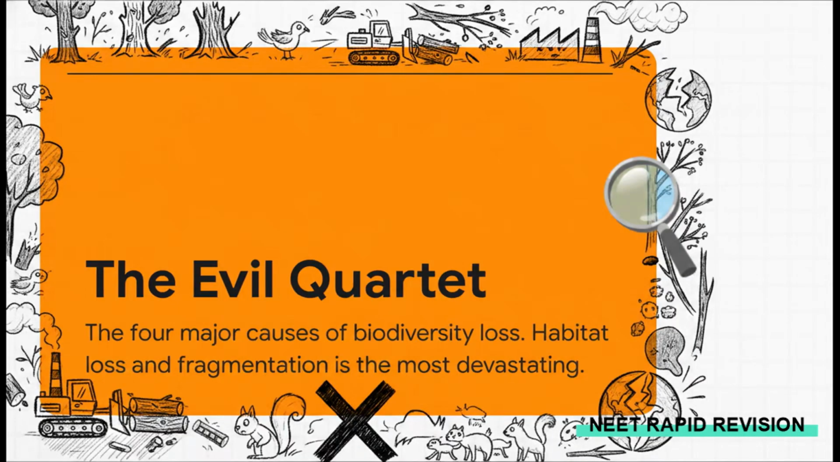And the answer is habitat loss and fragmentation. Here's the bottom line. While all 4 causes are bad, absolutely nothing is worse than destroying an animal's home. I mean, jab jungle hai hi nahi rahega, to janwar kahan rahenge? It's the most direct, most devastating cause of extinction, which makes it a favorite for examiners.